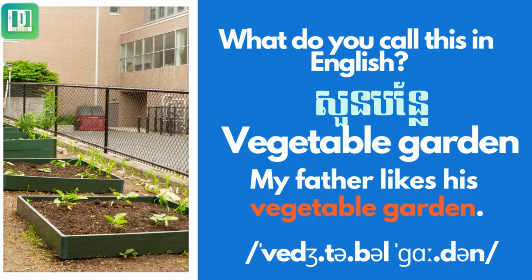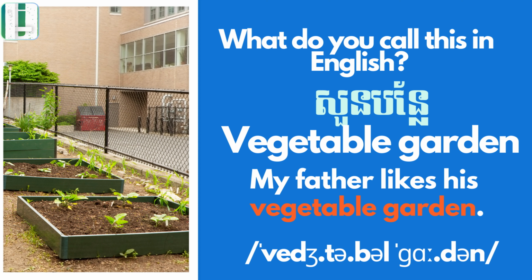Let's move on. What do you call this in English? A vegetable garden. Repeat after me. Vegetable garden. My father likes his vegetable garden. Repeat after me. My father likes his vegetable garden.